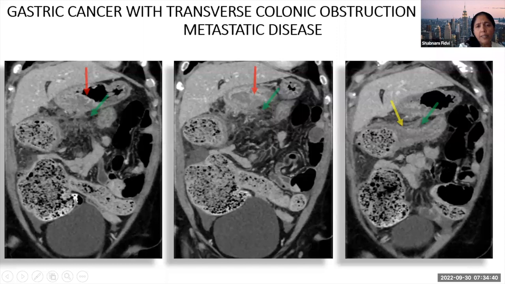This is the same patient, coronal contrast-enhanced images from the same study, again showing the primary gastric cancer shown by the red arrows, the perigastric carcinomatosis, shown by the green arrows, and the carcinomatosis extends to the wall of the adjacent transverse colon, where there's a caliber change with abnormal wall enhancement, shown by the yellow arrow.